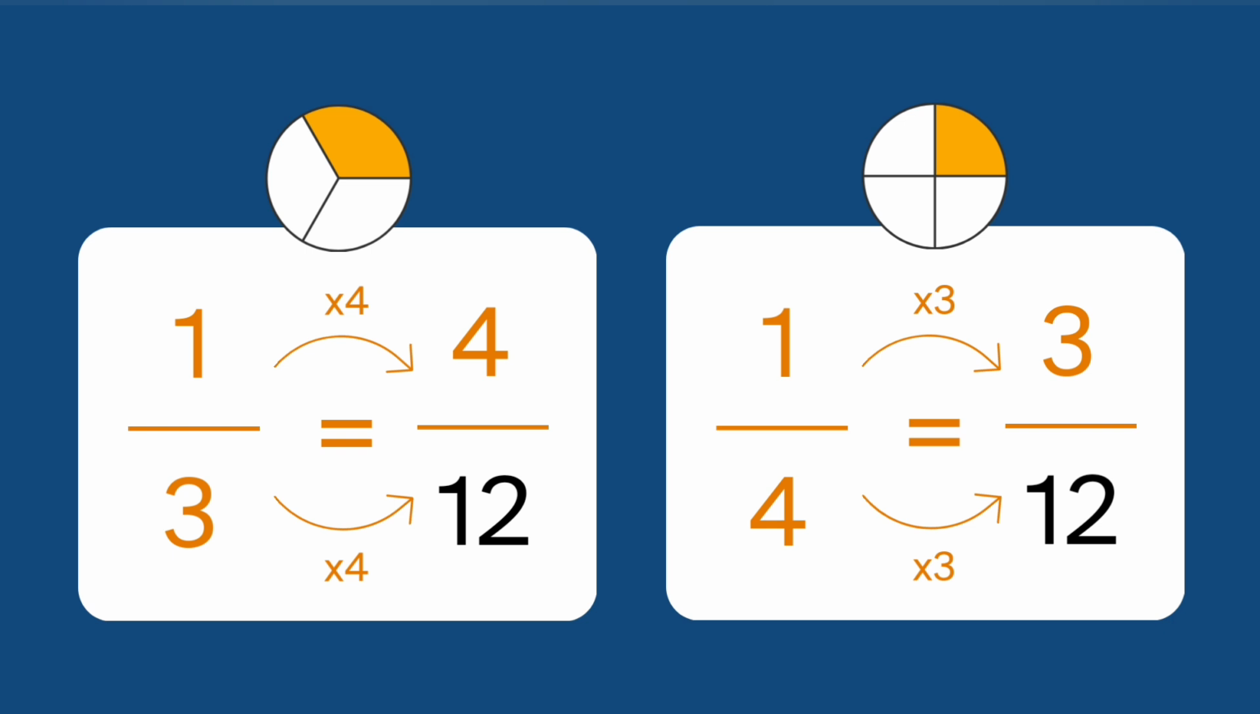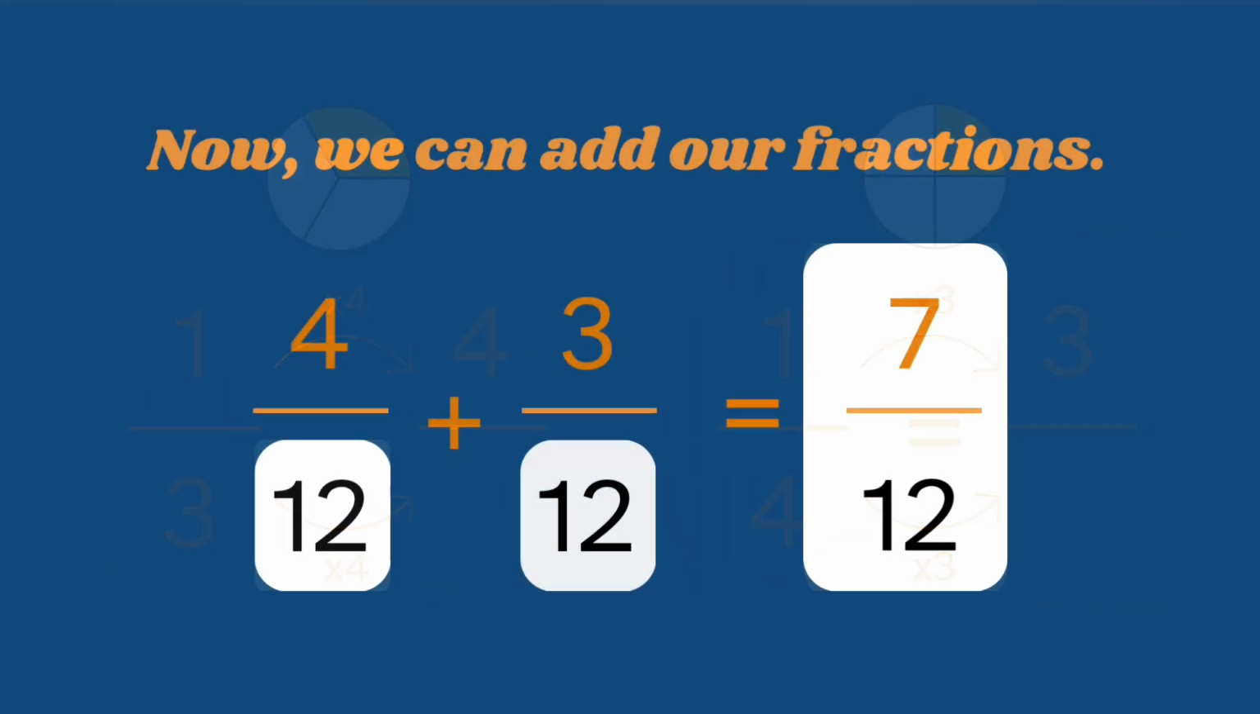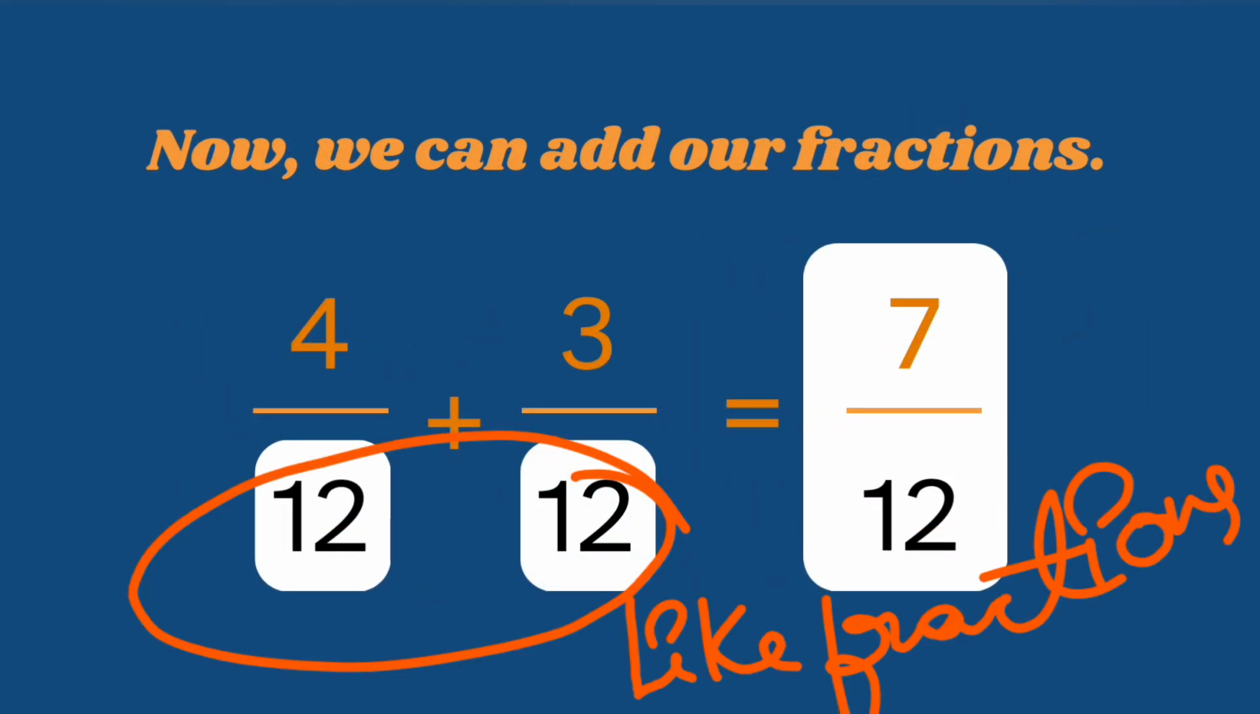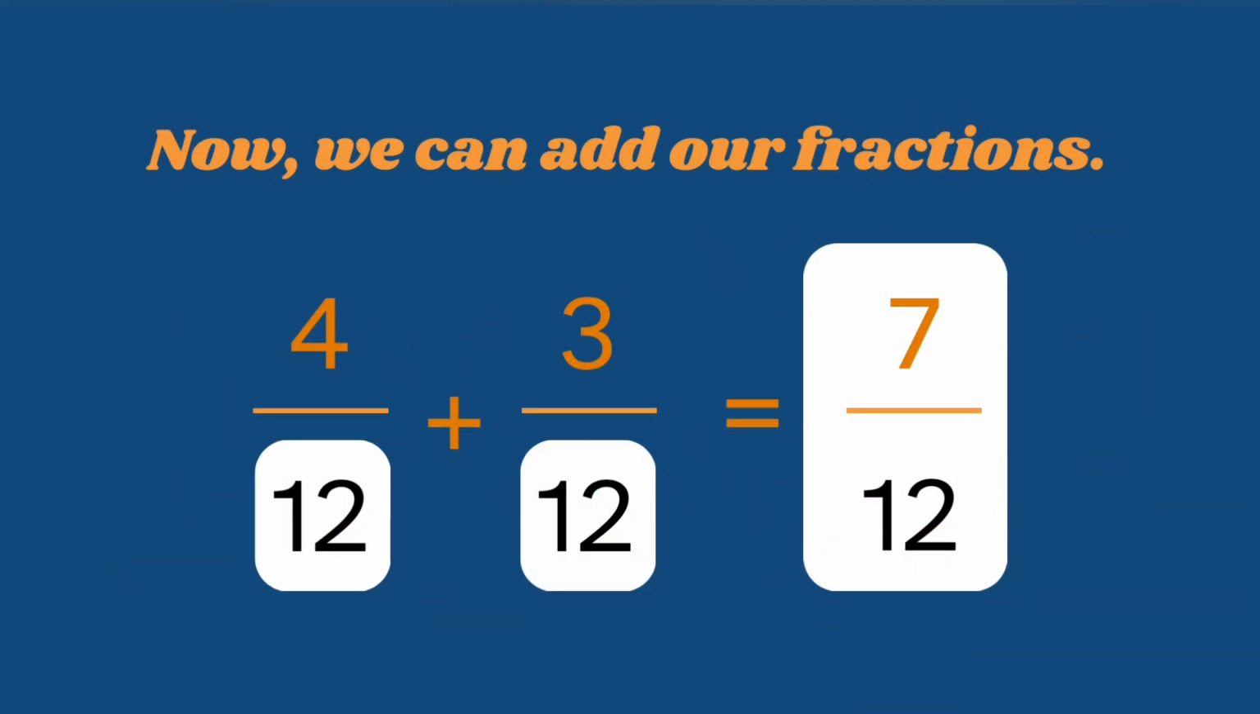Now we can easily add 4 by 12 with 3 by 12. How? Because these are like fractions now. We can add the numerators and keep the denominator as it is. That is 4 plus 3, which is equal to 7, and the denominator is 12. Here the denominator is common now, so we can write it as it is, 7 by 12.